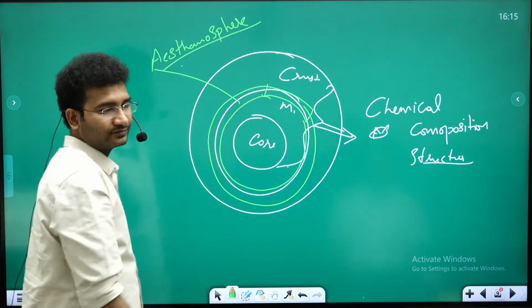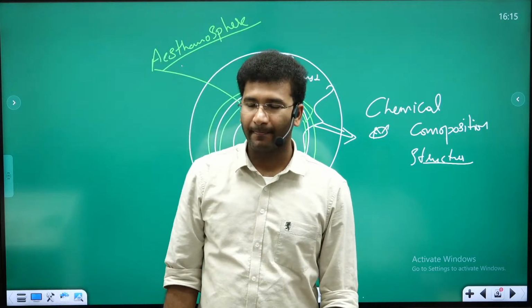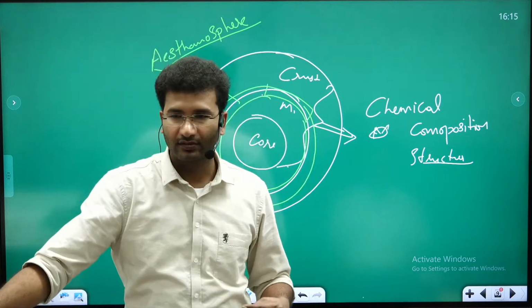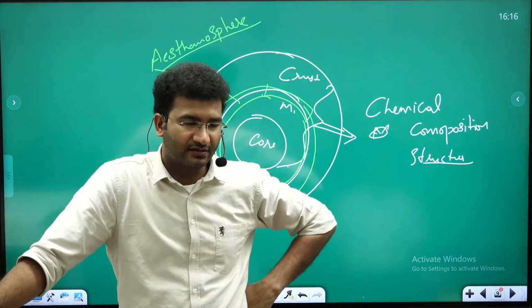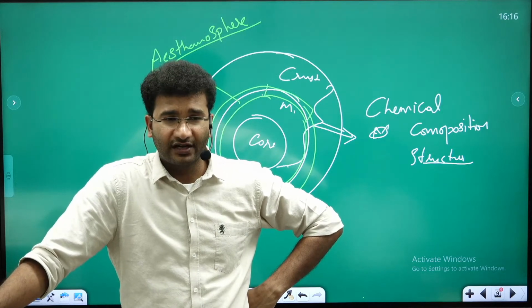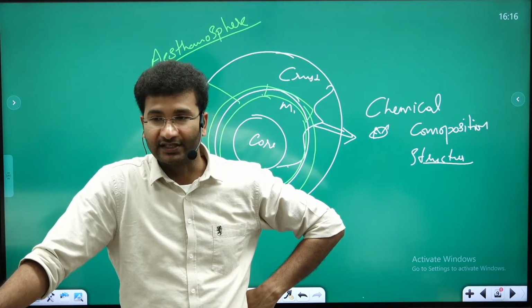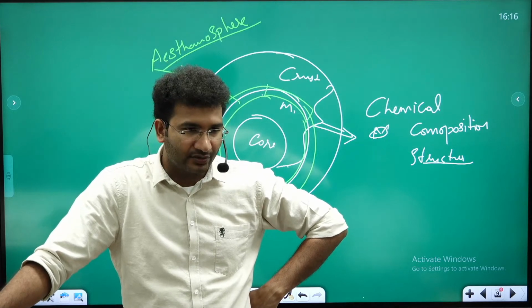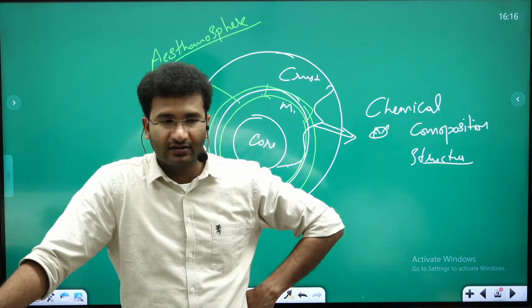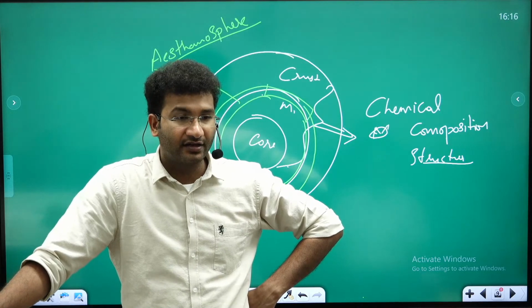Asthenosphere. Okay? And then you have outer core, you have inner core, you also have mantle. Mantle ke andar alag layers hai. Here you will also study about the discontinuities: Moho discontinuity, Lehman discontinuity, and Gutenberg, Conrad, Repti.